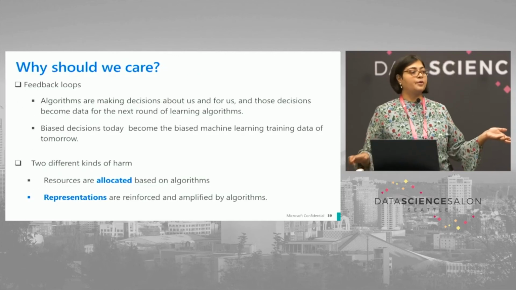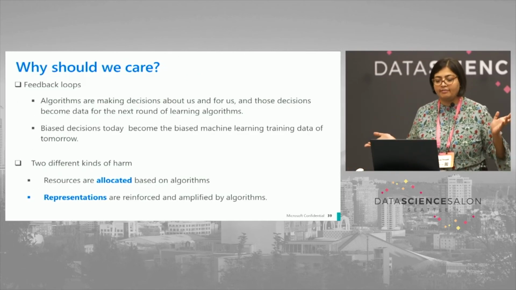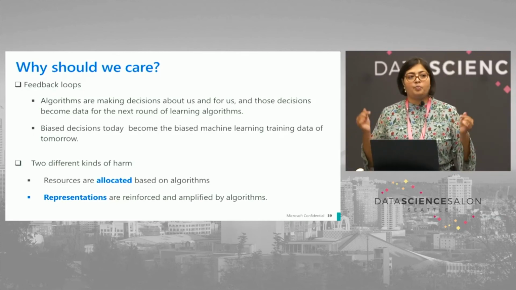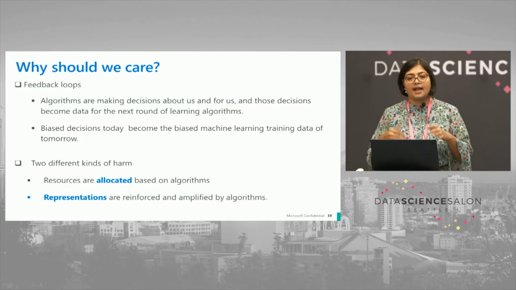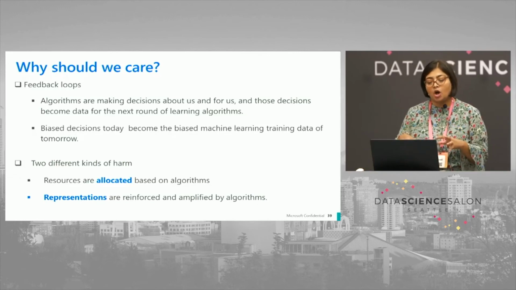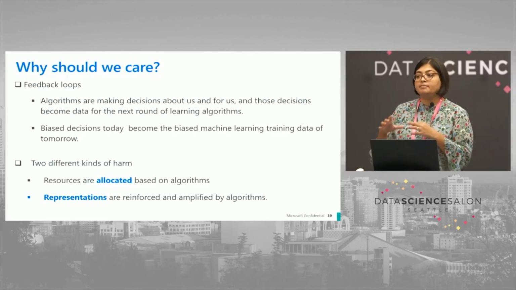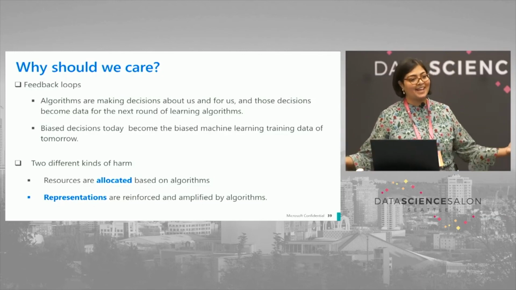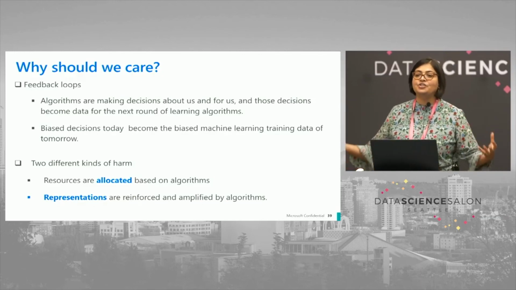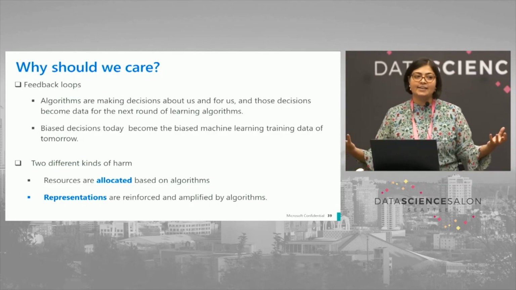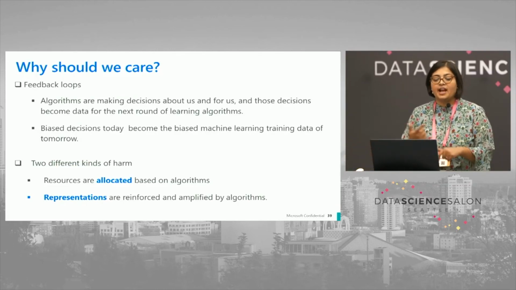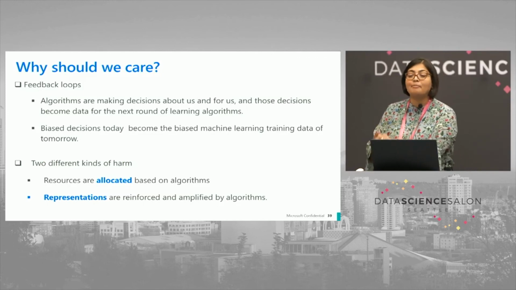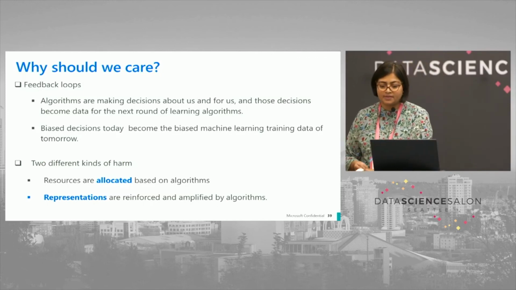Why should we care, right? Everything is working quite well with a little bit of glitches. Why should we care? It's a feedback loop. If we start actually training models on biased data sets, we are actually creating more and more historical data based on bias. So we are actually propagating a whole society which is biased. So there are different kinds of harm. The resources are allocated based on algorithms, and the representations are reinforced and amplified with these biased algorithms.